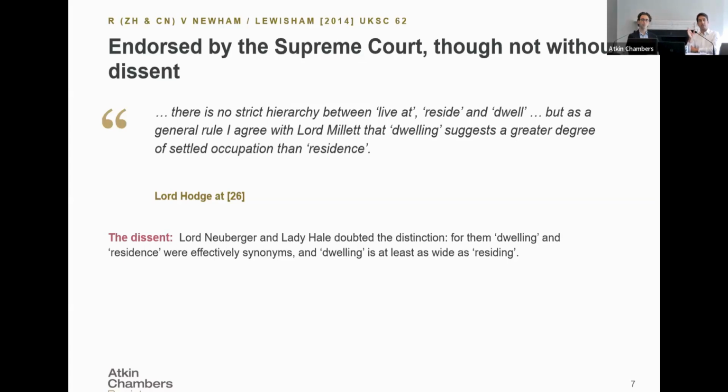As I said, there are shades of occupation, and this potentially provides an argument for defendants that people are merely residing in these places. They don't have their settled occupation there, either because their main home is elsewhere, or perhaps because they're actually there to receive services. But if you're a claimant and arguing for a wide definition of dwelling, you can draw upon the analysis of Lord Neuberger and Lady Hale to say that such a fine distinction shouldn't be drawn on those facts.